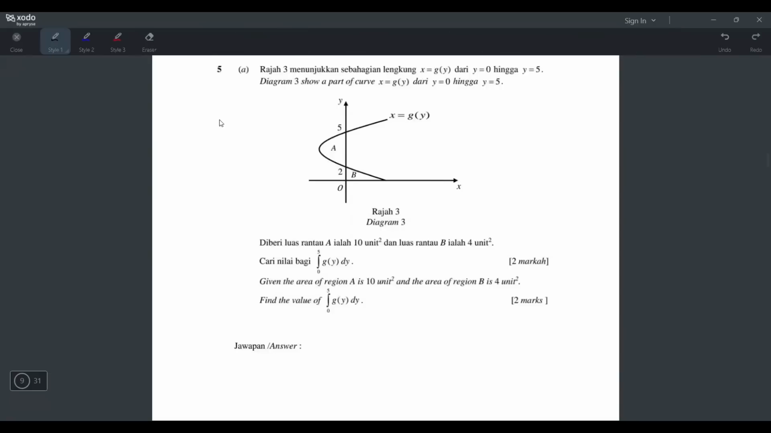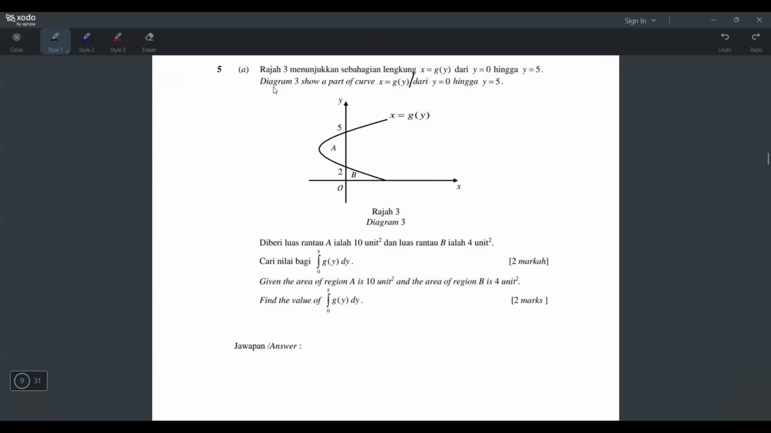All right, let's continue with number 5. This looks like an integration question to me. Diagram 3 shows a part of curve x equals g(y). So the equation has x as the subject, right? So I think later it's better to integrate towards y, so that when you substitute, it's much easier. If you integrate with dx towards x, then you have to make y the subject. I think this one you have to integrate towards y.